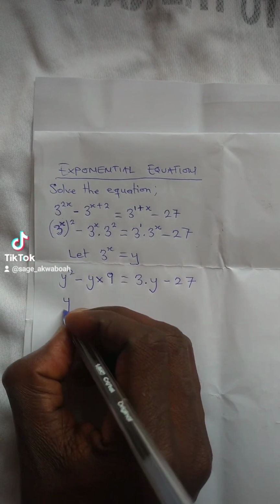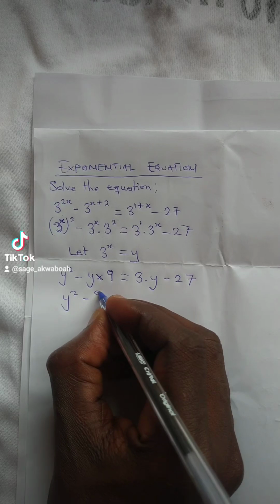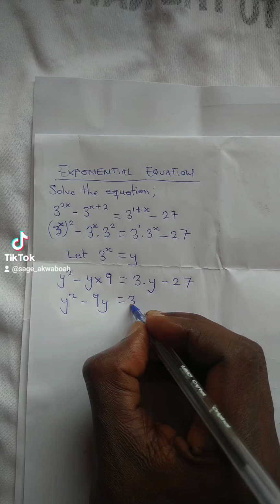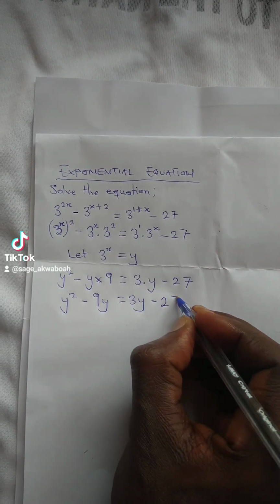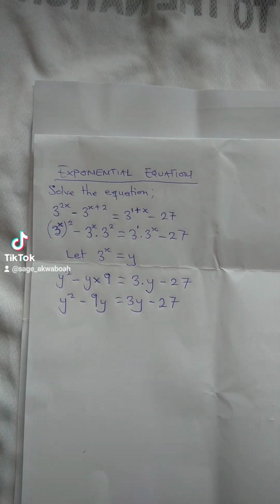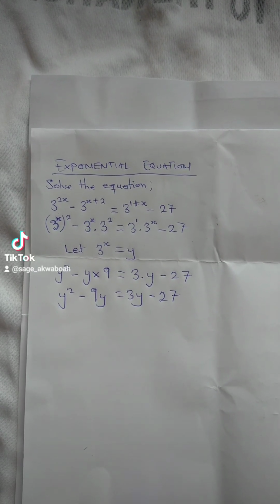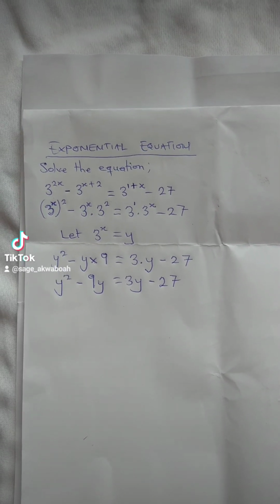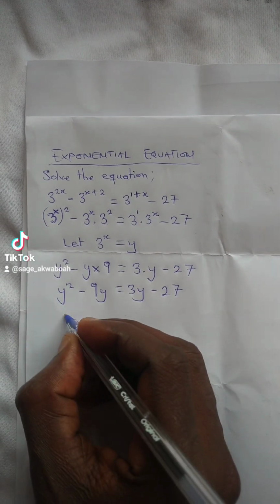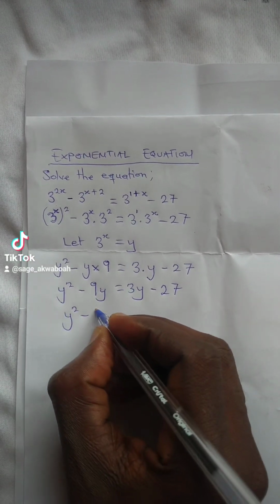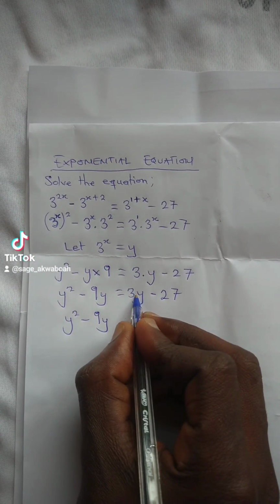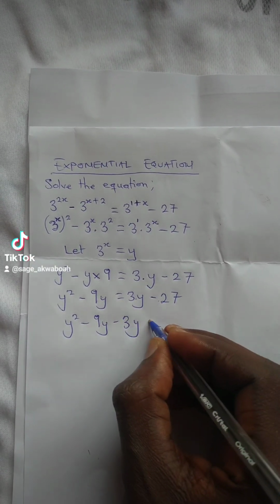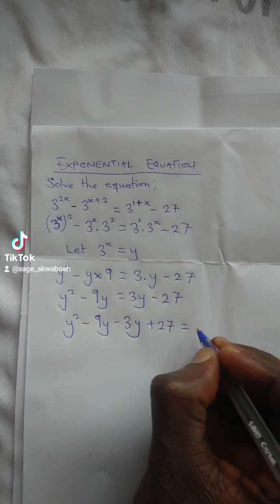Okay, so this becomes y squared minus 9y, that is 9 times y, equal to 3y minus 27. Once we have the square here, you can see we have a quadratic equation to solve. So we have to simplify. We group all the terms on the left side of the equation, and then we simplify and solve for y. So that will be y squared minus 9y. We send this 3y here, it becomes negative 3y here. This is negative 27, we send it here, it becomes positive 27, and everything equals 0.